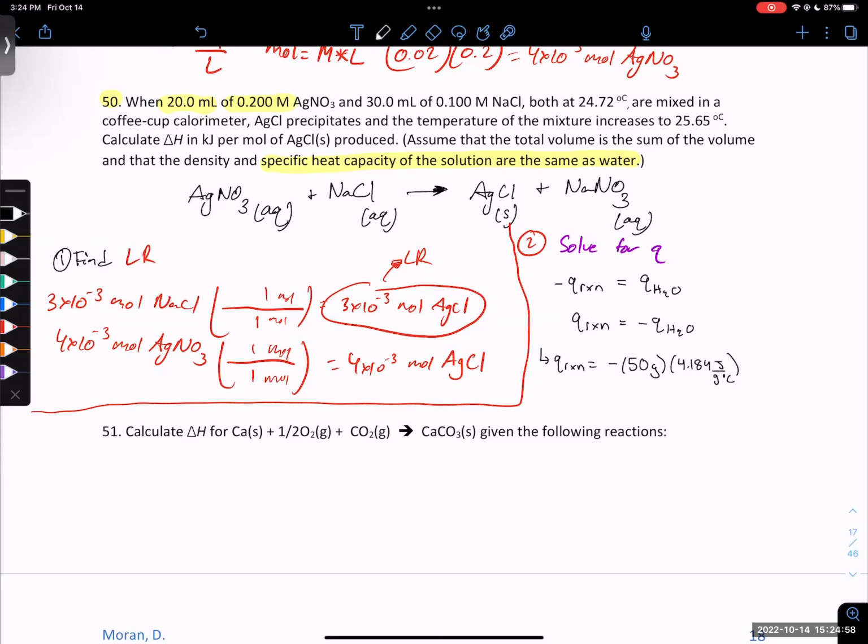Does anyone have any questions so far? Yeah, go ahead. Where does the 50 grams come from? Because we know that the density of water is 1 gram per milliliter, which we learned earlier this year. We can say that 20 milliliters plus 30 milliliters is equal to 50 milliliters. And it kind of hints at it right here by saying the density and specific heat capacity of the solution are the same as water.